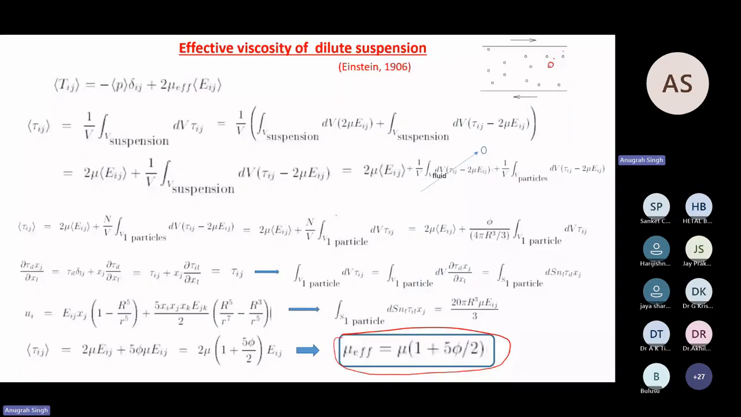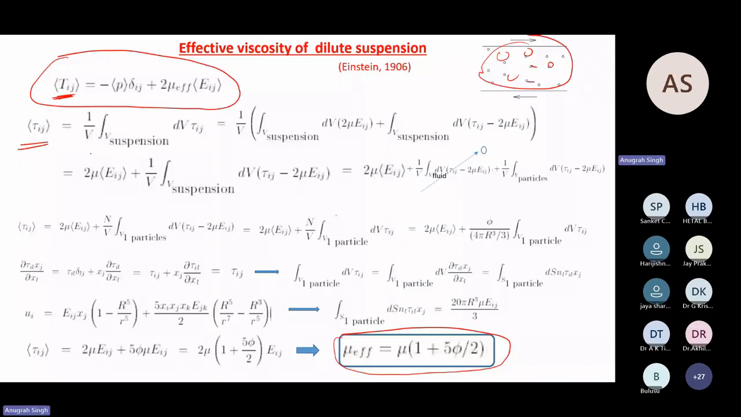So all you have to do is that in a dilute suspension you have many particles, so you have to average. This is nothing but averaging. So you have average stresses, and we know this is the formula: stress is the isotropic pressure part plus the viscous part. Now you just have to average over all the particles in the suspension. Averaging over the whole suspension, which comprises particle plus fluid, you can split this average with some manipulation.